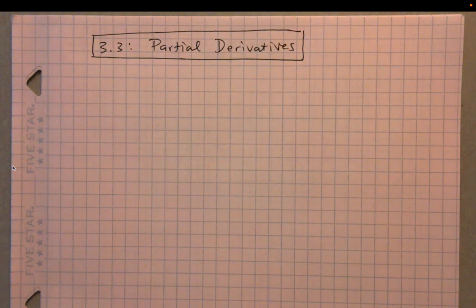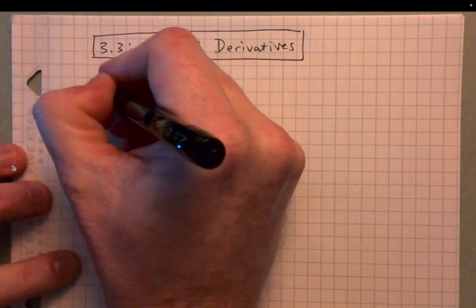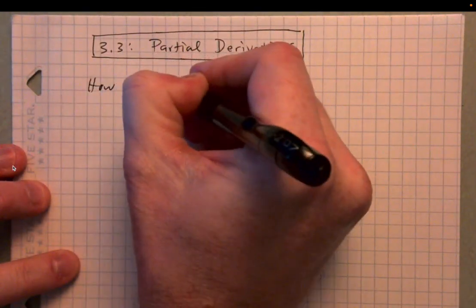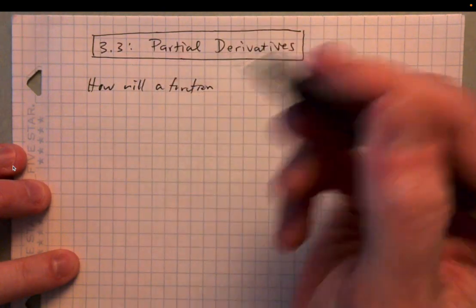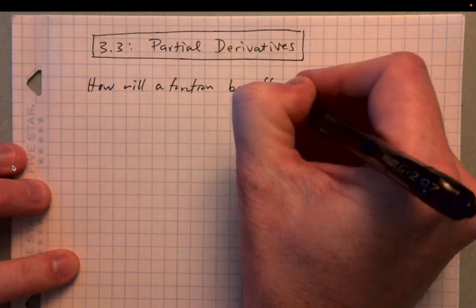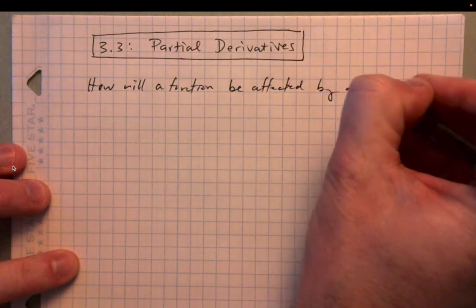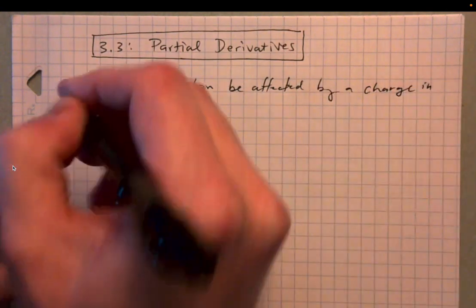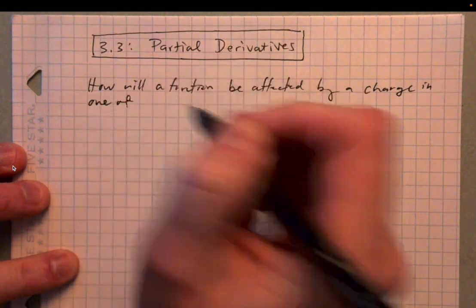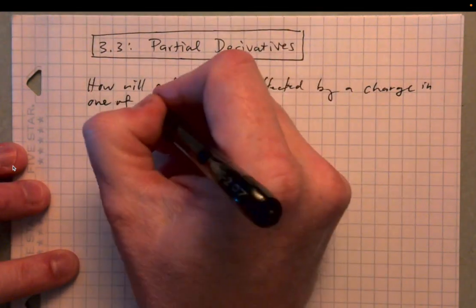So we've been talking about functions of several variables, and it's natural to ask the question, how will a function be affected by a change in one or more of its independent variables? Okay, so how will a function be affected by a change in one of its independent variables?